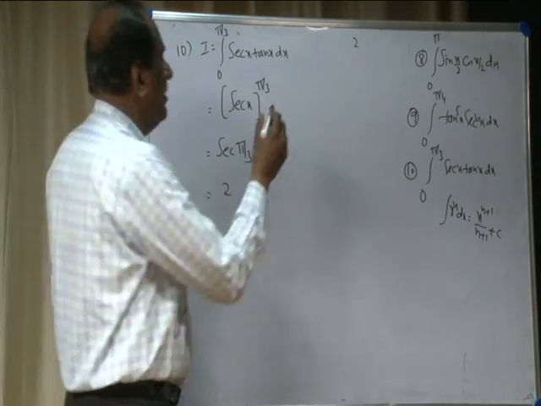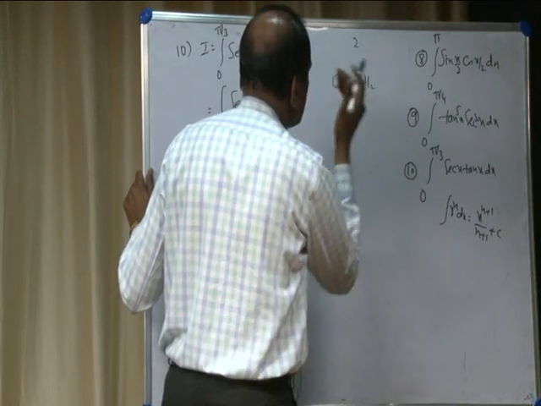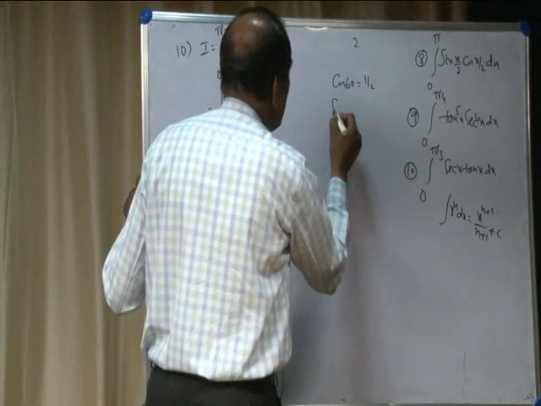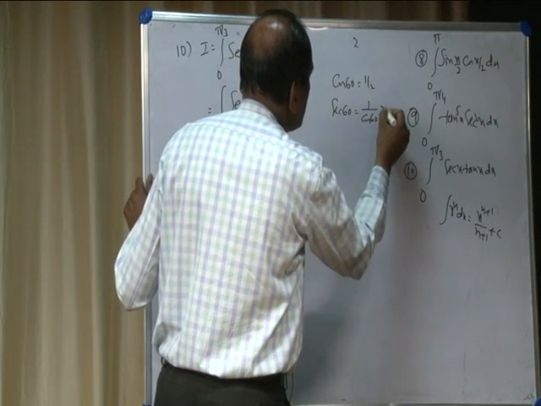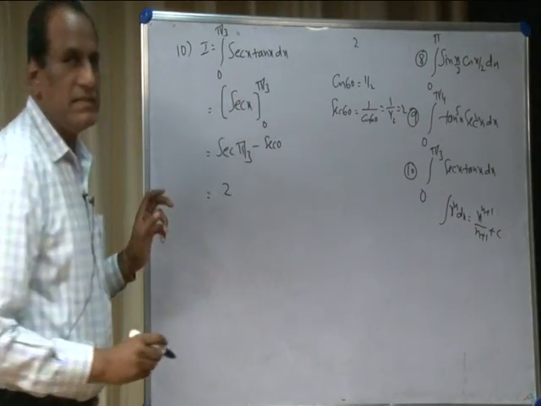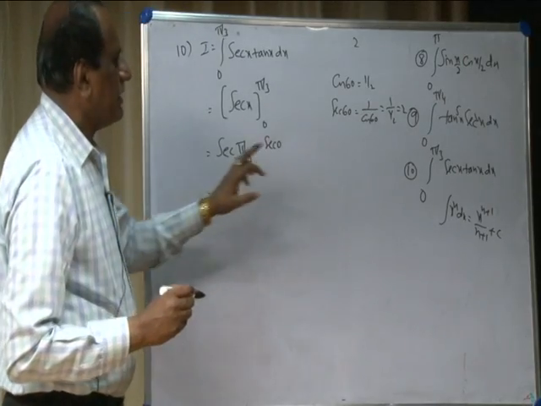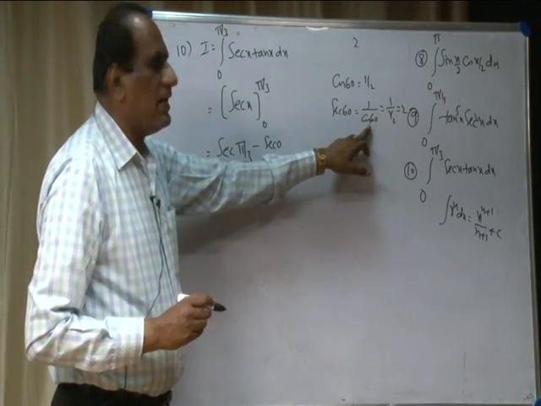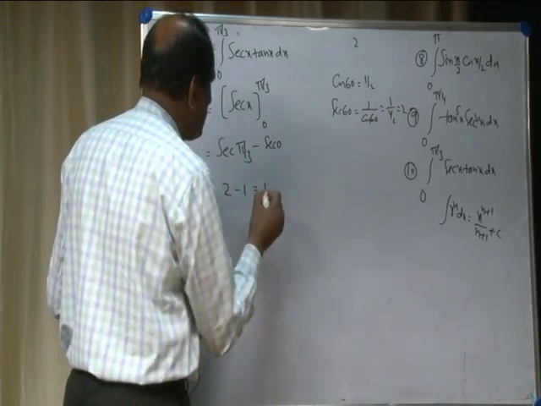See here, what is cos 60? Cos 60 is equal to half. Secant 60 is 1 by cos 60, that is 1 by 1 by 2, which is nothing but 2. Secant 60 is 2 minus secant 0, the reciprocal of cos 0. 1 by cos 0 is 1, so secant 0 is also 1. 2 minus 1 is 1.